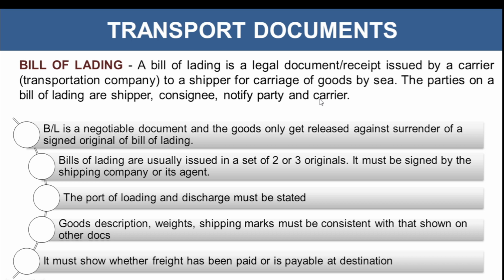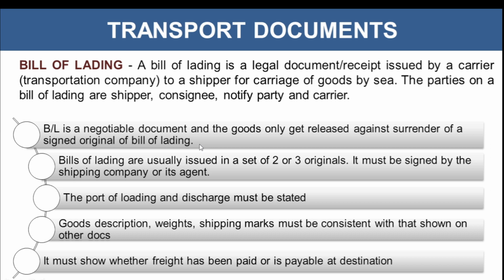Now see, BL is a negotiable document and goods only get released against surrender of a signed original of the bill of lading. Now this is very important, and that's why BL or transport documents carry huge importance in trade transactions, because the goods, after reaching the destination country or the importer's location, would be there at customs, and if the buyer or the importer needs to get customs clearance, they would have to present the original bill of lading that the buyer has received from the seller.